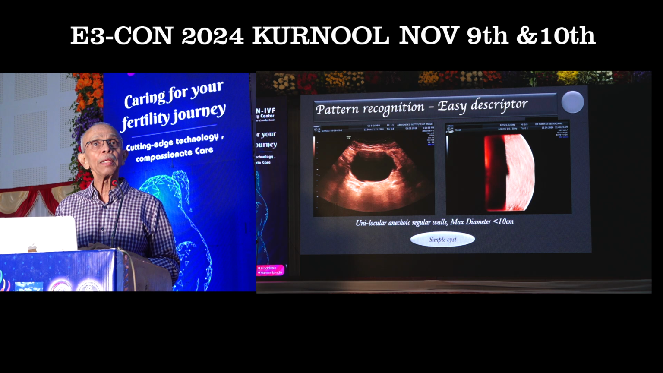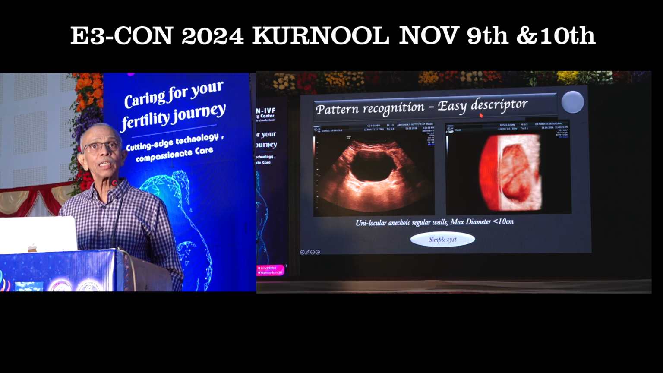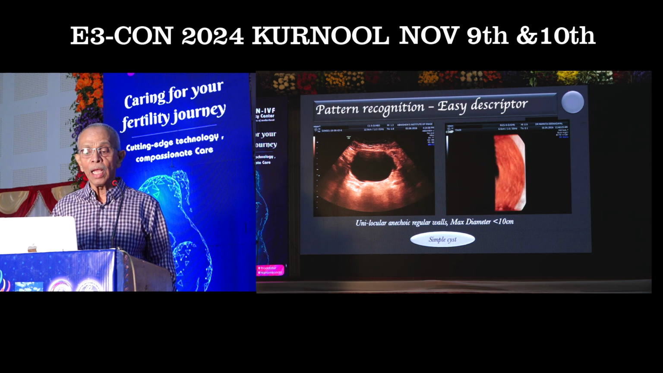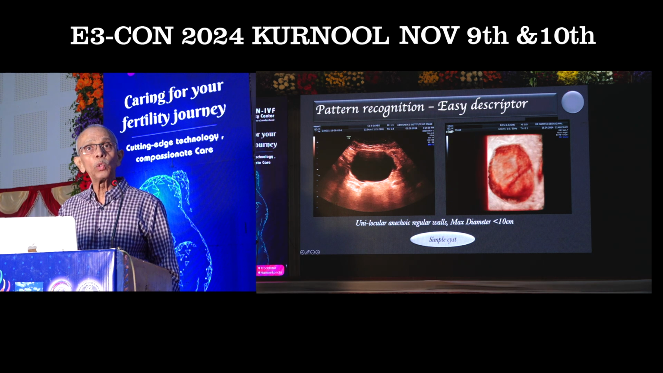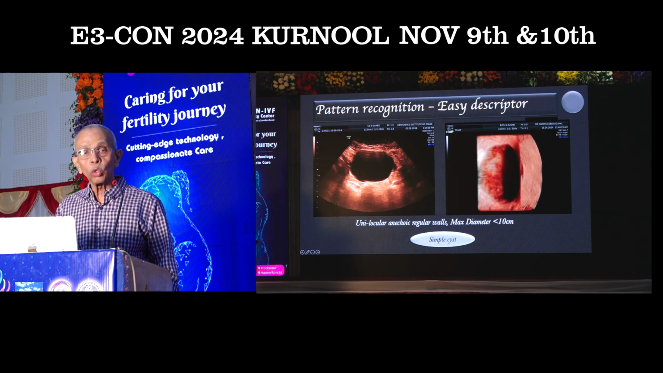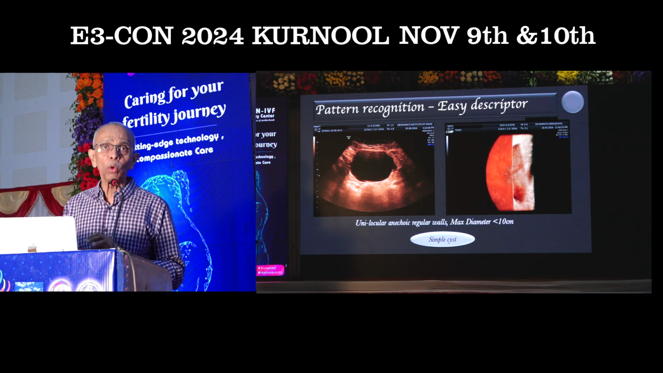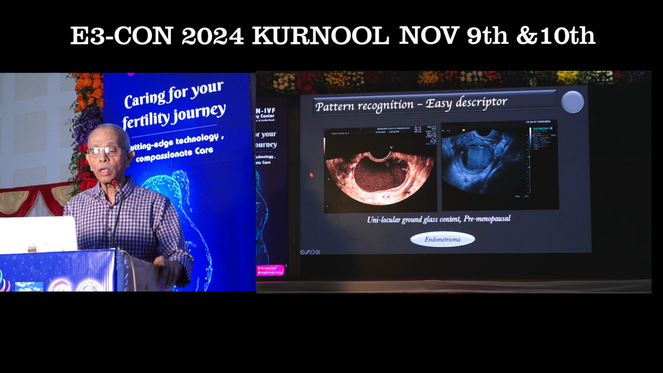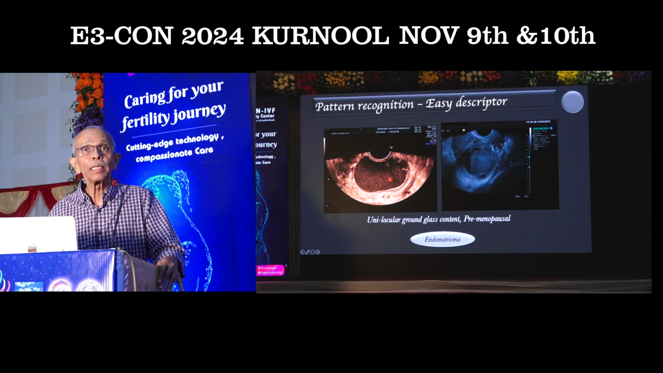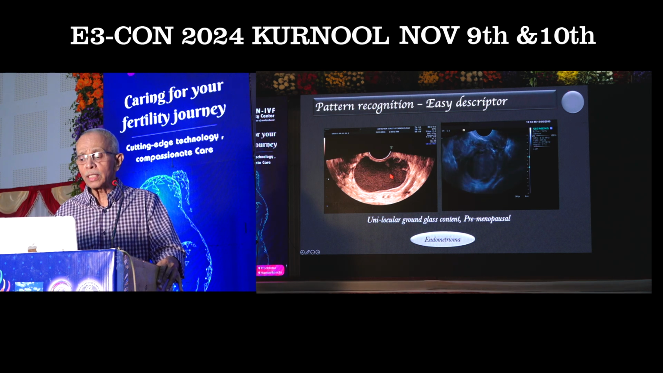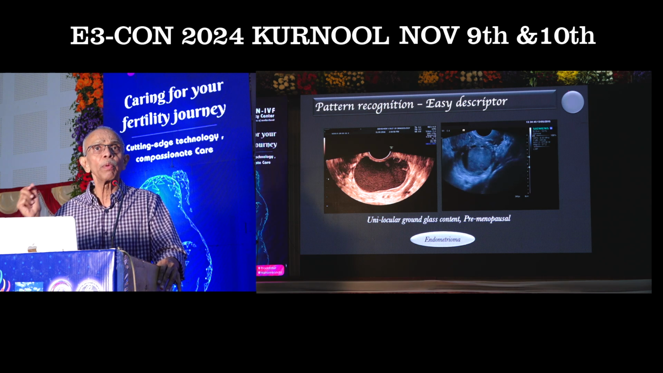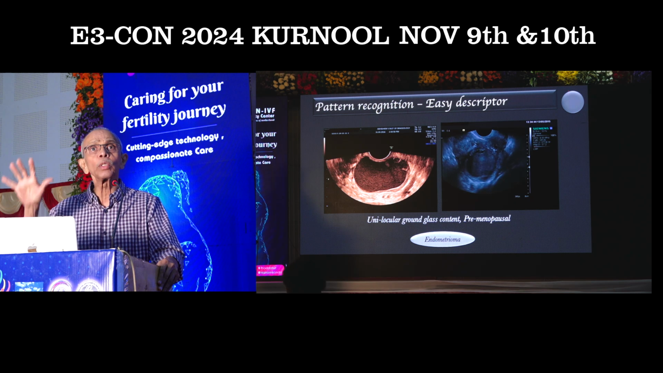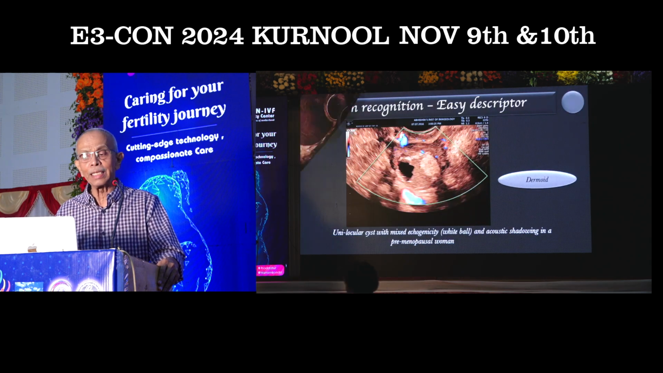Next comes the lesion here. We have a very well circumscribed unilocular cyst. The size of the cyst is less than 10 centimeters, and the internal walls are absolutely smooth, clear and regular. So this is a classical simple ovarian cyst. Then comes this one. Here we have a unilocular cyst with a ground glass appearance. Very, very typical. If you see this in a premenopausal lady, you know that you are dealing with an endometrioma. So this again is a pattern recognition or easy descriptor.